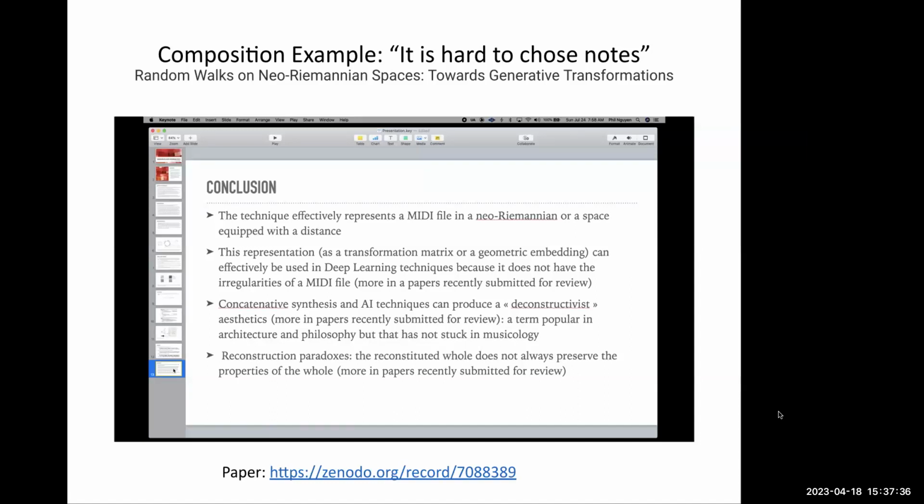And finally, there's something we term reconstruction paradoxes, which occur in that deconstructivist aesthetics when using concatenative synthesis and AI techniques. Basically, the reconstituted whole does not always preserve the properties of the whole. So we're going to talk more about reconstruction paradoxes in a paper which was recently submitted for review.